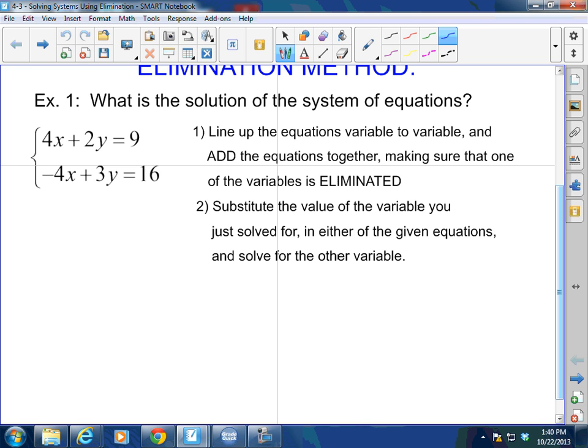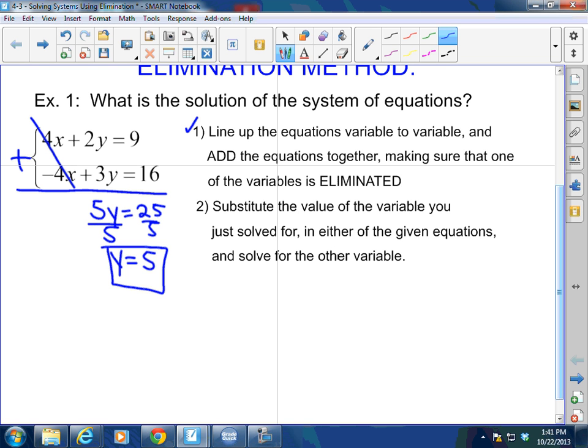So the first thing you want to check is line up the equation variable to variable and add the equations together, making sure that one of the variables is eliminated. So I have my x's with my x's, my y's with my y's, my constants with my constants. When I add these two together, my friends, what's 4x minus 4x? Gone, bye-bye. 5y equals 25. Divide by 5. I'm going fast because I know you know how to do this.